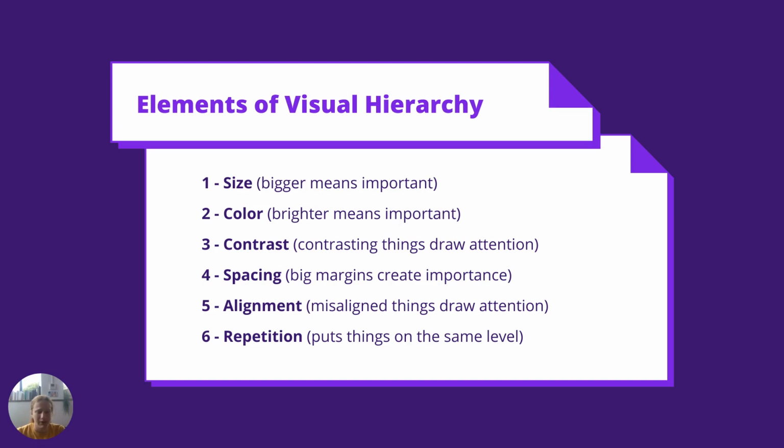Alignment's another important thing. If I were to align lots of things in a row, snap them to the same grid, for instance, they would look less important. Whereas if I had one thing that was out of order, the one thing that's outside would look more important. And repetition, again, building on that same idea.